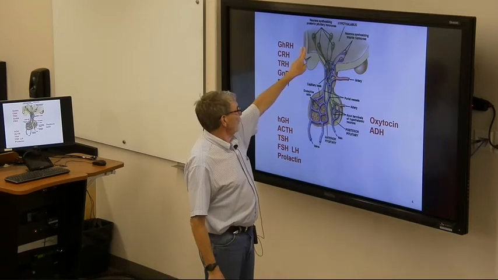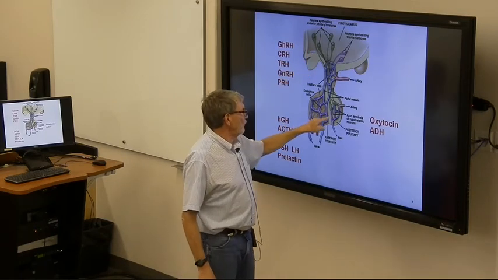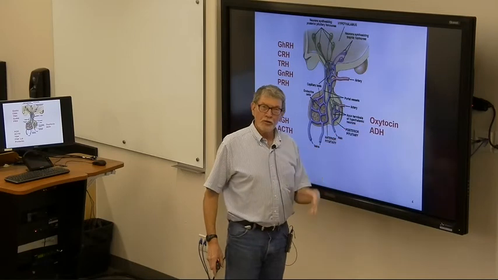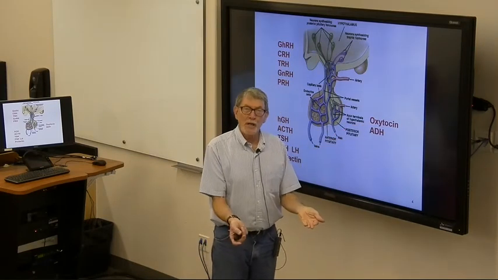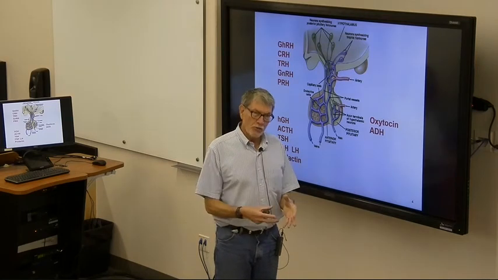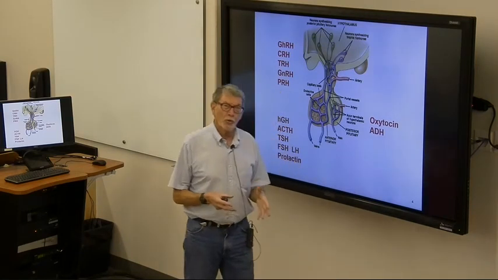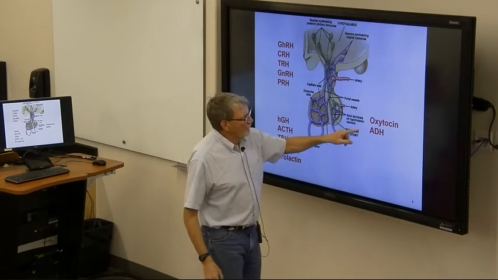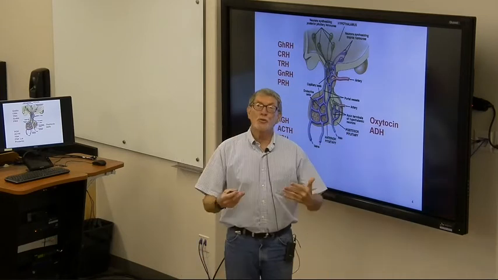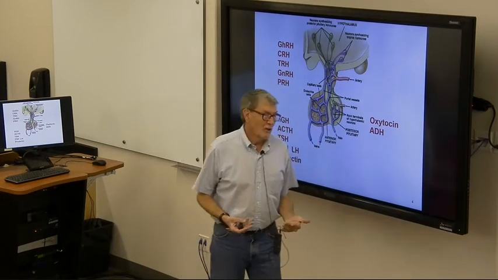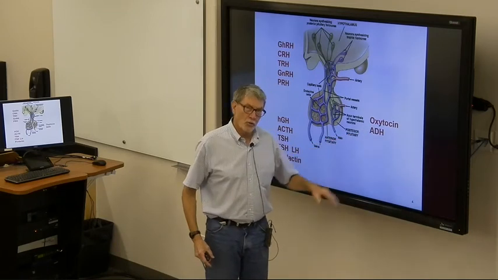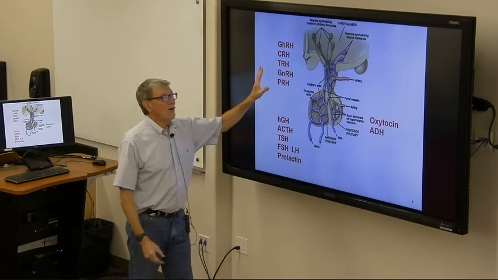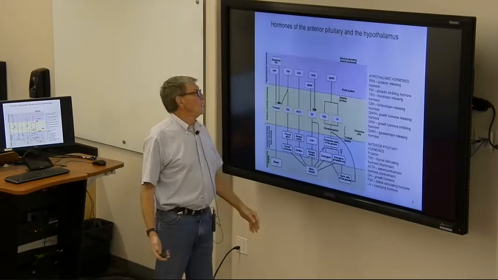Posterior pituitary gets hormones directly from the hypothalamus. Oxytocin is a muscle contractor that causes milk to be released for the baby when it's suckling and causes uterine contractions for childbirth. And antidiuretic hormone, which causes you to retain water. The more of this, the more water you retain. Antidiuresis. So that's kind of a quick review.